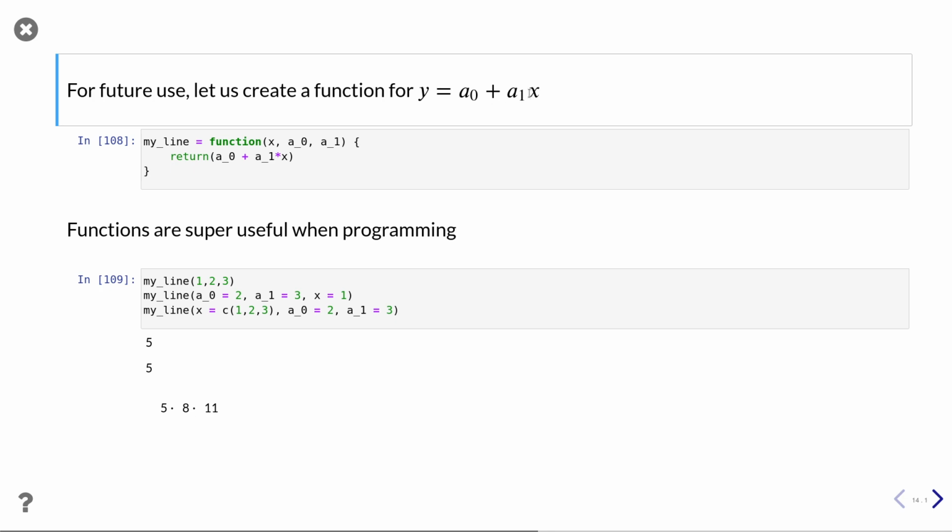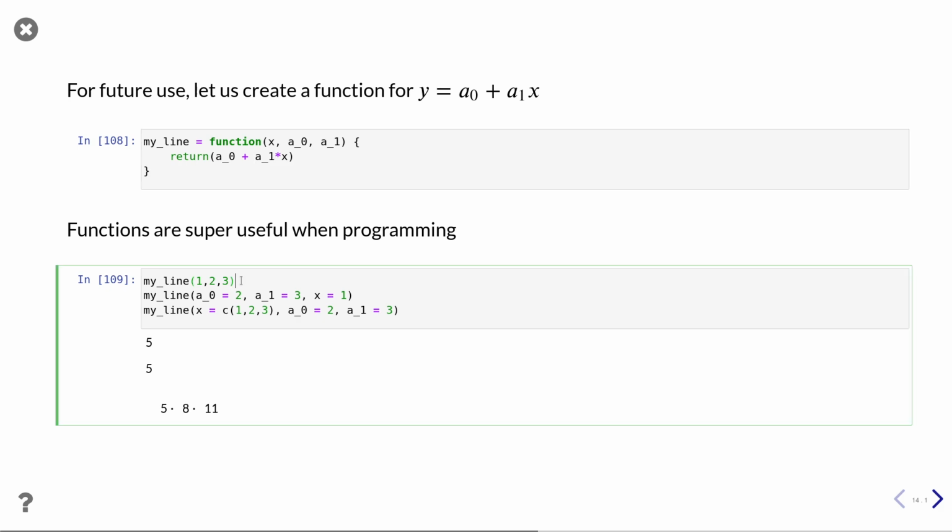When I give it a value x, a value a0 and a value a1, then what the function does, and this is a very, very simple function, is return a0 plus a1 times x. So this is really nice. Here I'm giving you an example. I'm evaluating this function at 3 points. The first point is x equals 1, a0 equals 2, and a1 equals 3.